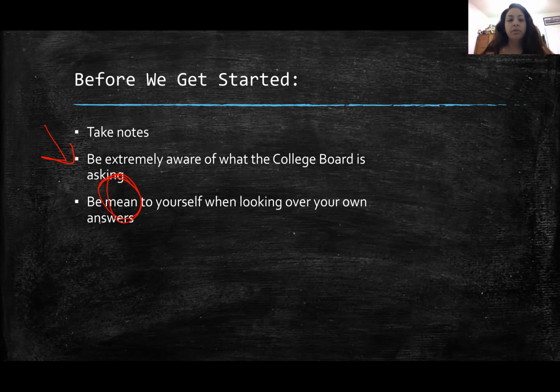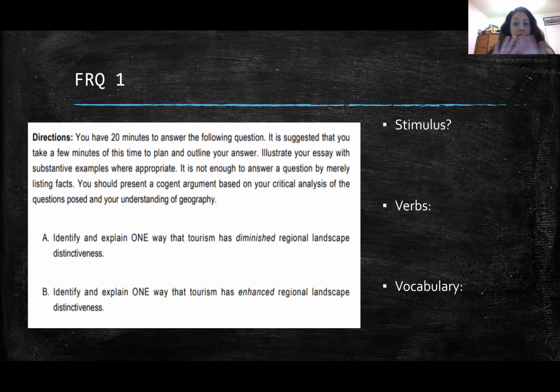Okay, so moving on. We're jumping straight in. You've got FRQ number 1. You're going to have 20 minutes, but we already know that that's not the case this year. This year, you're going to have 45 minutes and 2 FRQs. We also know that both of those FRQs are going to have stimulus: 1 stimulus on the first FRQ, and 2 stimuli on the second one. The instructions for the actual FRQs say you need to plan and outline your answer, which is exactly what I've been telling you, right?